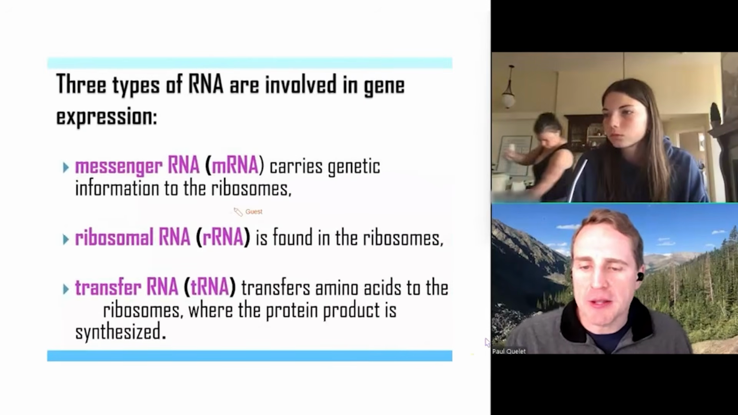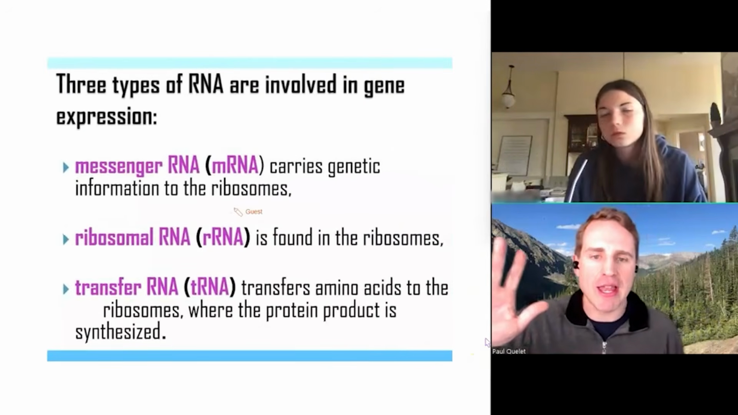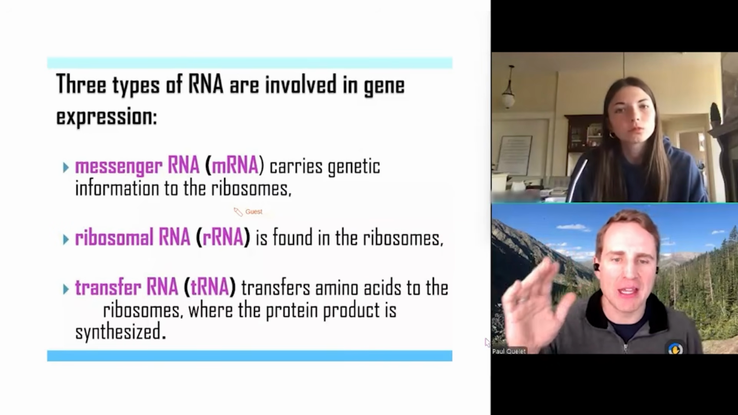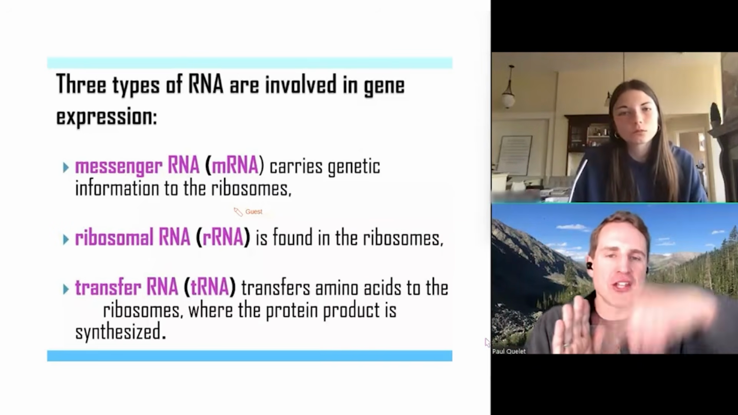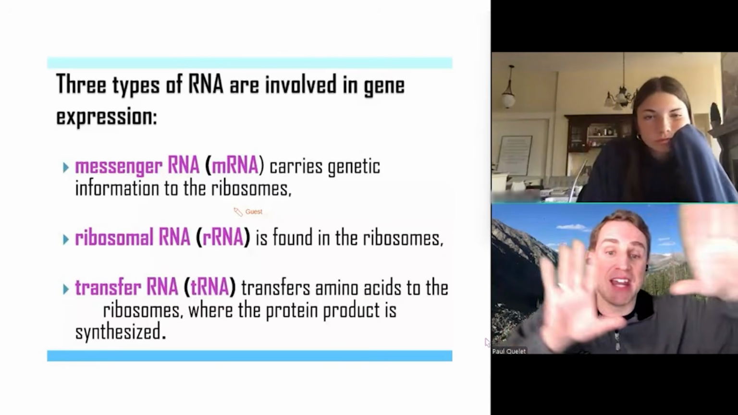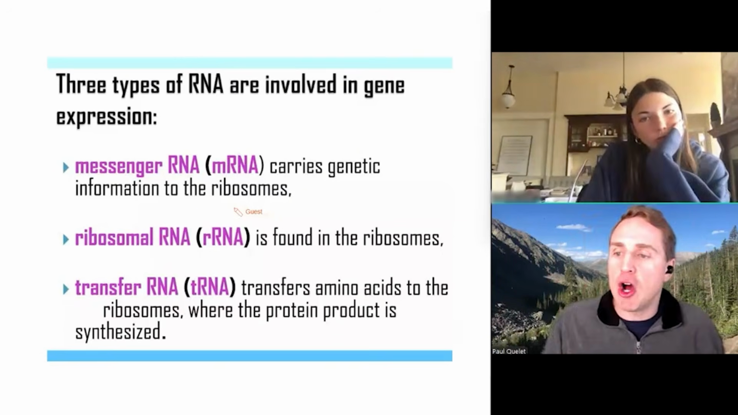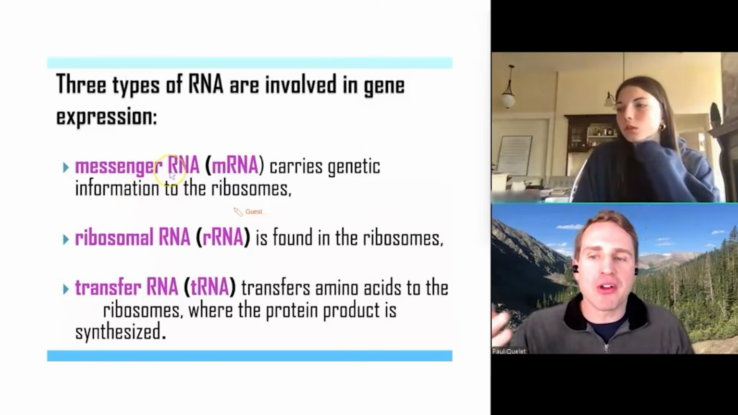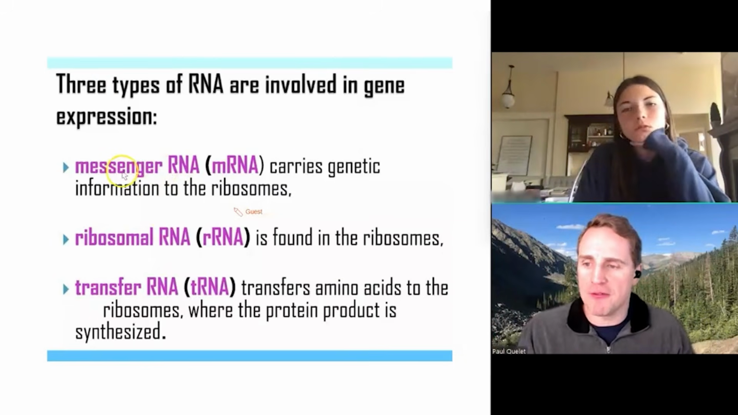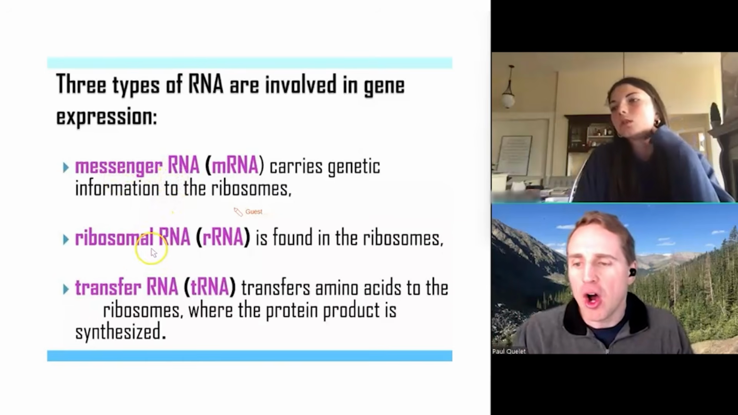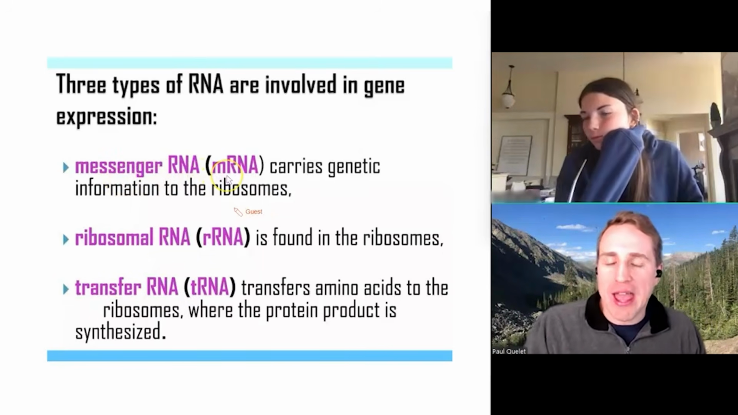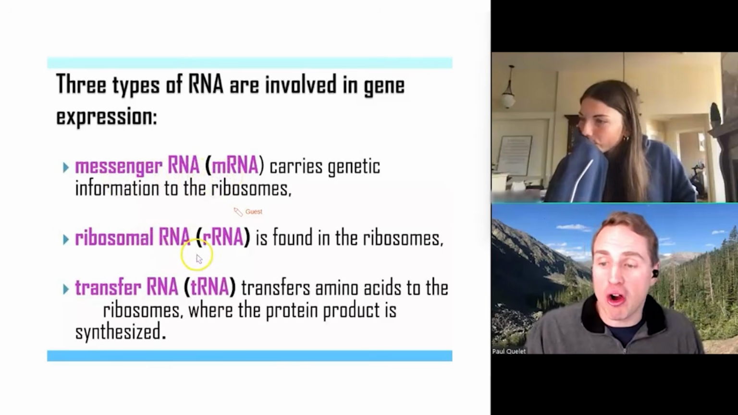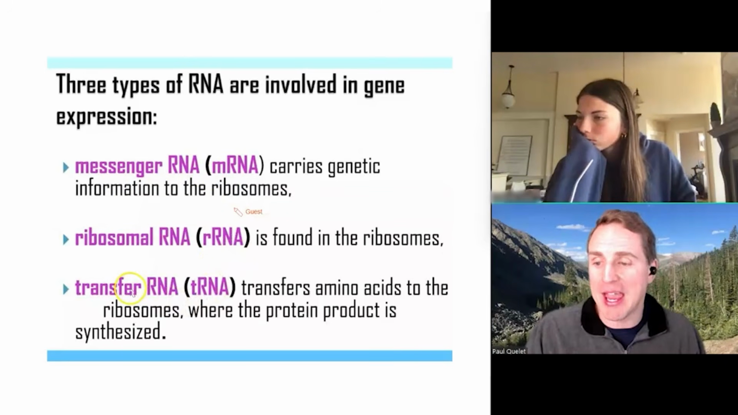RNA is kind of unique. Some biologists think that RNA, evolutionarily speaking, preceded DNA because RNA is simpler. RNA is just one backbone, whereas DNA has the double helix. So RNA is simpler. There's a couple different kinds of RNA you should be aware of: mRNA, rRNA, and then tRNA. So mRNA is messenger RNA, rRNA is ribosomal RNA, and tRNA is transfer RNA.